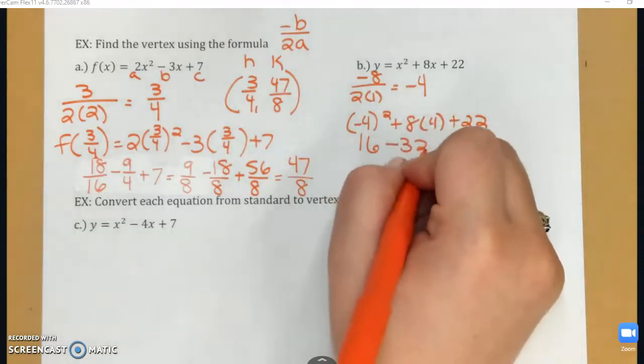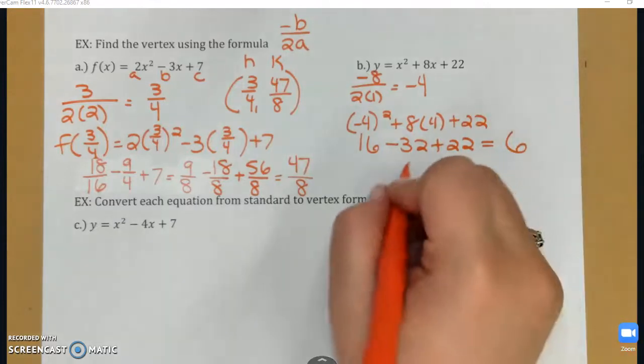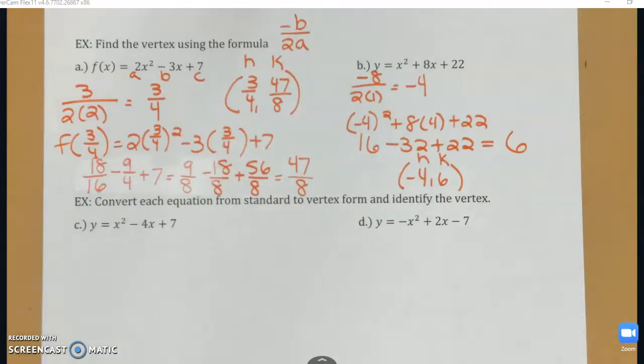16 minus 32 plus 22. Sorry. And that's going to give me 6. So my vertex here is negative 4, 6. That is h, that is k.